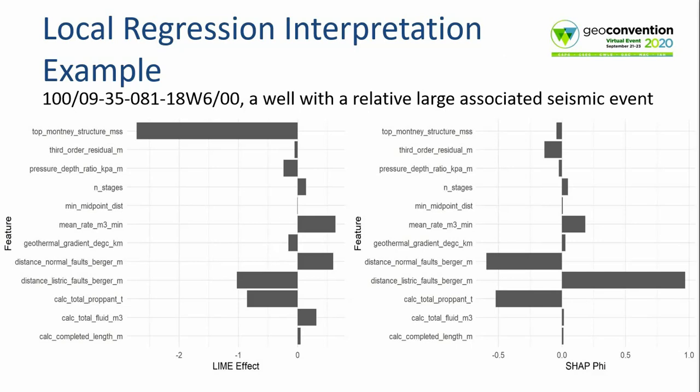We'll finish off by looking at a local result. Well 9 of 35, 81, 18 West 6 was selected for investigation because of its association with a relatively large magnitude-induced event. It's beyond the context of this talk to explain how these plots are generated, but the bars essentially tell you the contribution of each feature to the model results using two different methodologies. The plots indicate large contributions from the depth to the top of the Montney structure and distance from faults, both normal and Listric faults, with secondary contributions from the total proppant and mean injection rate. This is a good example of what I mentioned earlier, which is that the geological factors kept dominating the feature importance compared to the completions parameters.